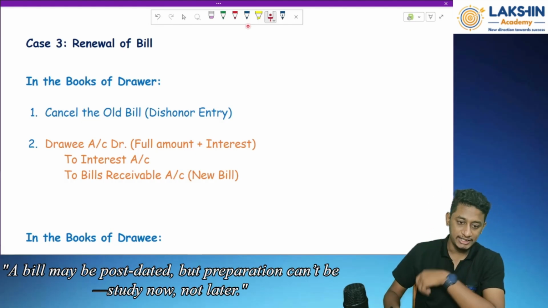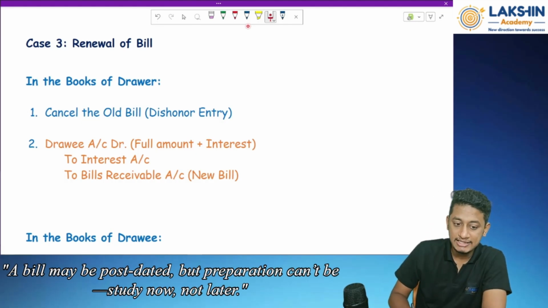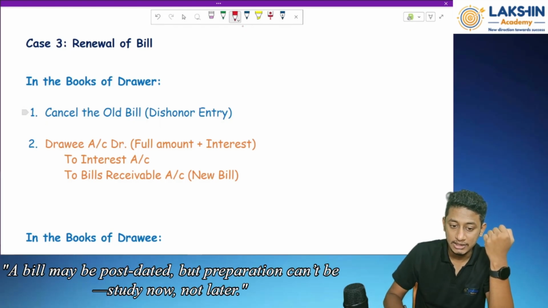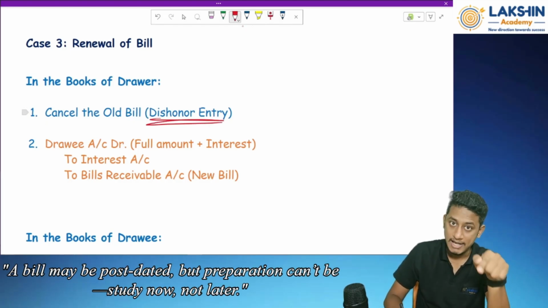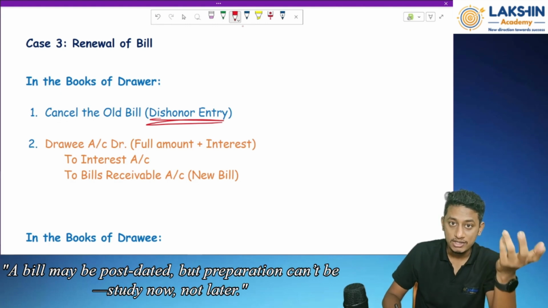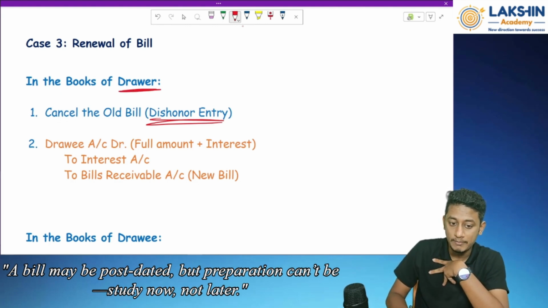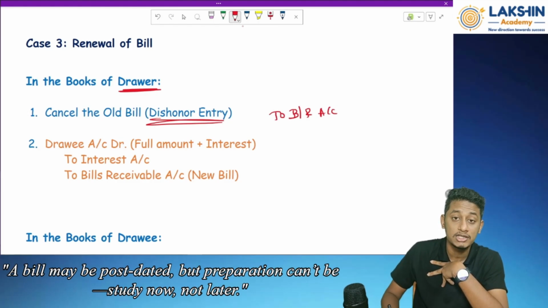What Mr. A does is, he cancels the old bill. Now, how to cancel the old bill? By passing the dishonor entry. What is the dishonor entry? Since Mr. A, the drawer, has the bill, first of all, he will credit the bill receivable account. Why? Because bill receivable account was an asset. Now by crediting it, I am clearing it off from the books with the same value.